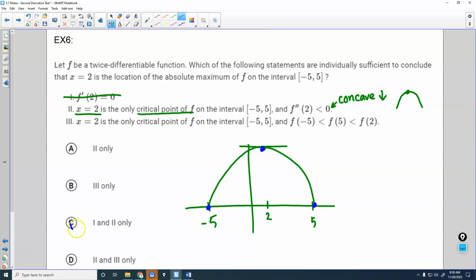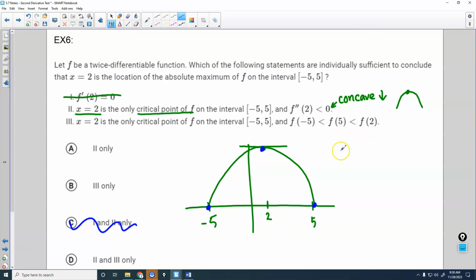So C is already out. It could be A. It could also be D. Our other option is that x equals 2 is the only critical point, and f of -5 is less than f of 5, which is less than f of 2. That is not the second derivative test. That is simply plugging in our endpoints and our critical point, right?